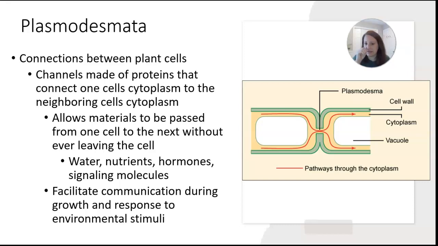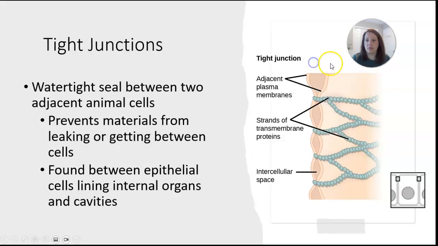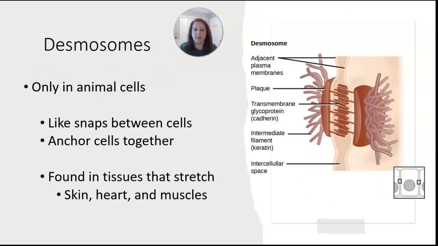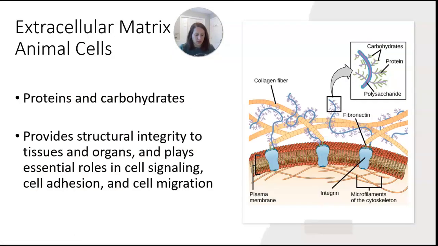So what types of things get moved? Well, water, nutrients, hormones, signaling molecules, okay? And so that's going to really facilitate communication during growth and response to environmental stimuli. Okay, so that's it for plants. So we're going to move on to animal cells, and I skipped a few slides here. Let me just back up. Okay, here we go. So animal cells also have an extracellular matrix, but it's not a cell wall.